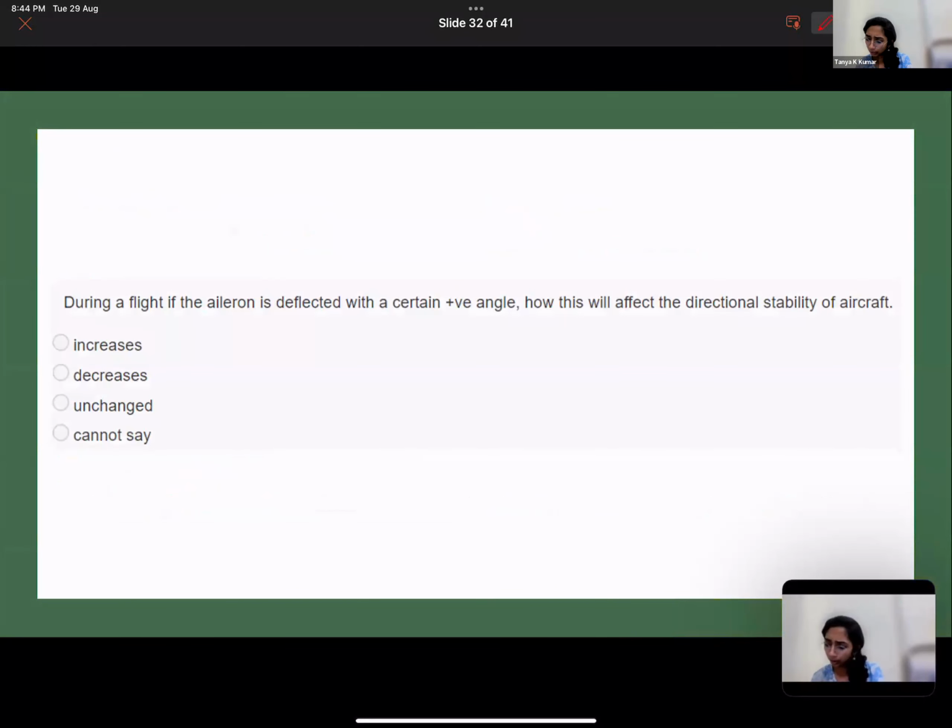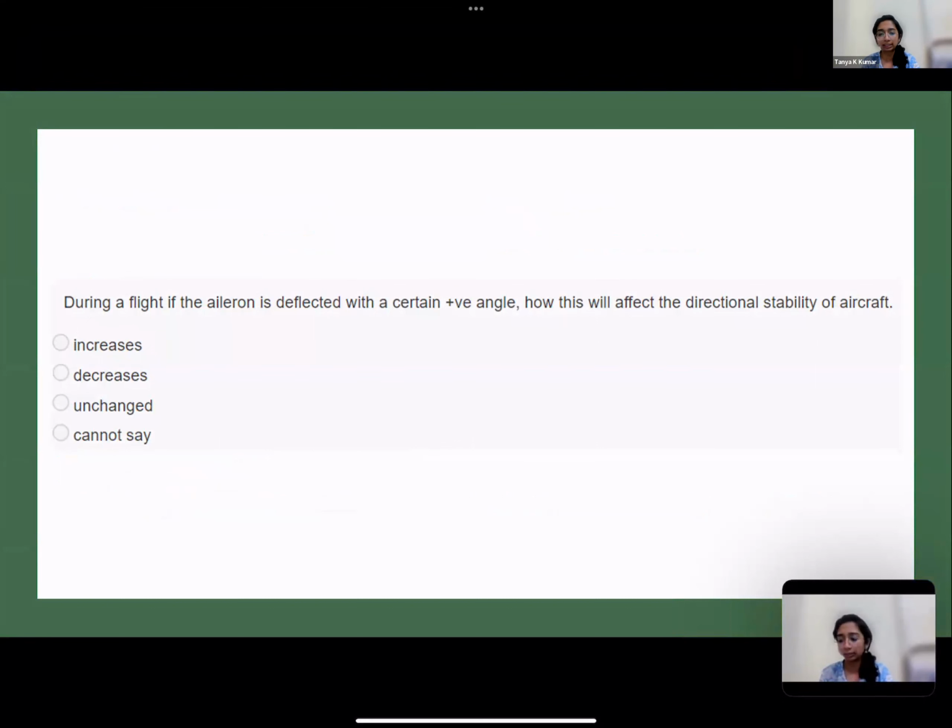During a flight, if the aileron is deflected with a certain positive angle, how will this affect the directional stability of an aircraft? Just like the elevator case, if I deflect the elevator, will it affect the stability in any way? No. Similarly, if I deflect any control surface in any direction, it does not affect the stability at all. So deflecting the aileron will not produce any change in the stability.